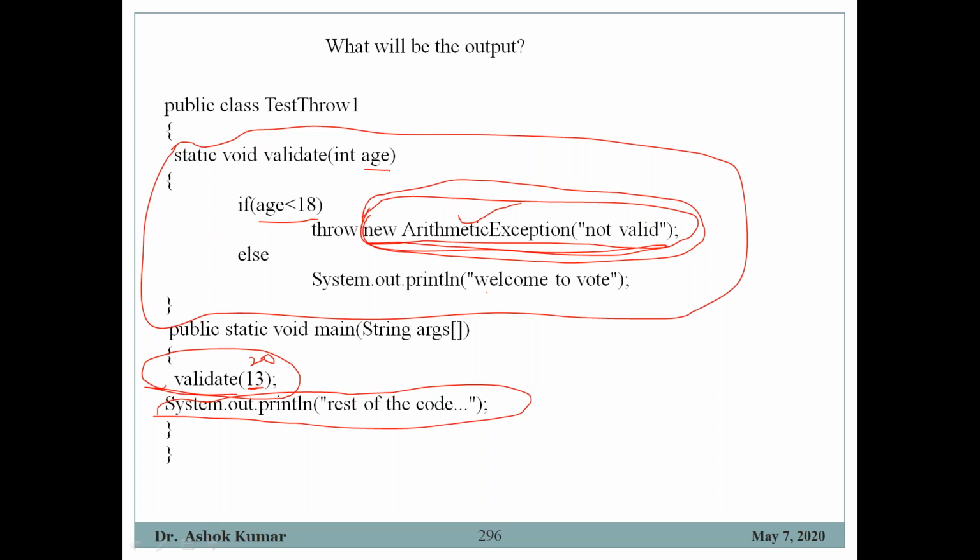And after finishing the execution of the validate method, the next statement will be executed, and you will get the rest of the code. But if you pass 13 to this method, the exception will be thrown, and that exception will be passed on to the Java default exception handler. In that case, the rest of the statements will not be executed, because when the Java default exception handler receives the exception, the rest of the program is not executed, or we can say your program will terminate abruptly or abnormally.